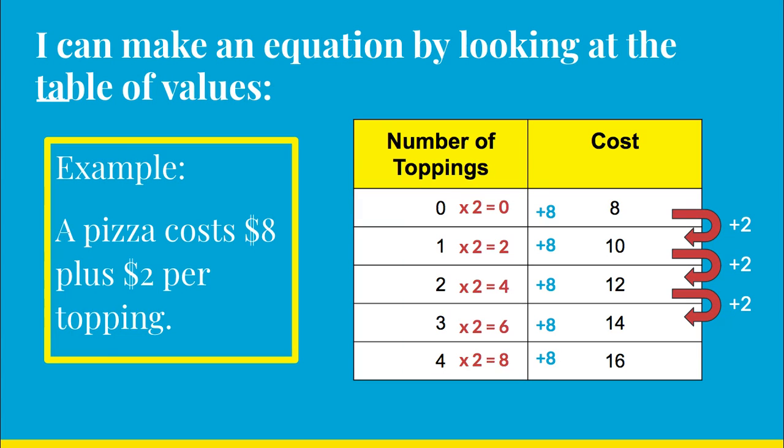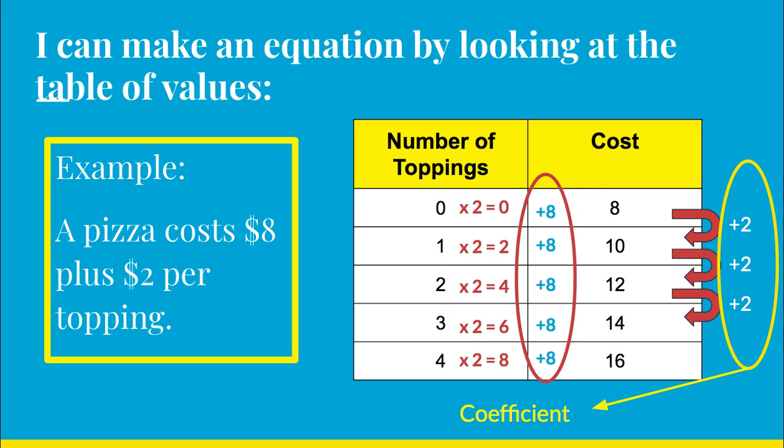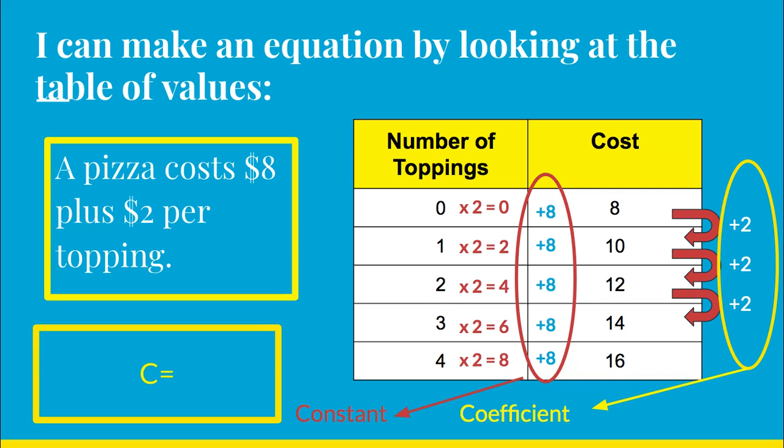So I have found that they go up by 2, and I need to add 8 each time to make this equation work. Your number that it goes up by each time, 2, that's going to give you your coefficient. And the number that you're adding or subtracting each time will give you your constant. And once you have those two numbers, you can go ahead and make your equation. So cost will equal 2 times the number of toppings plus 8. And that's how we can make an equation from a table of values.